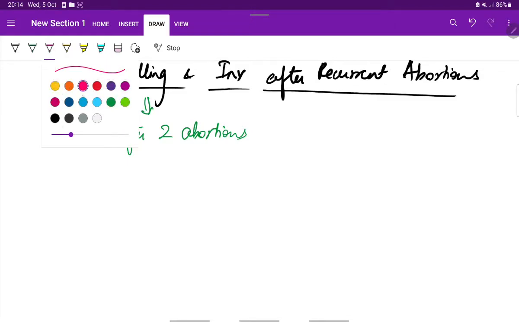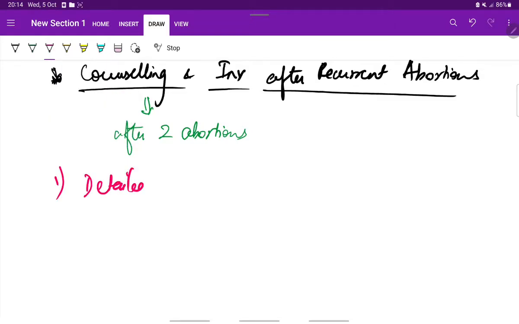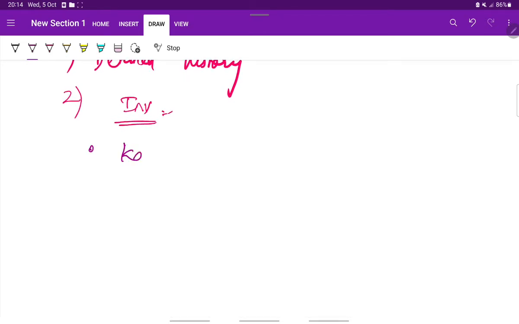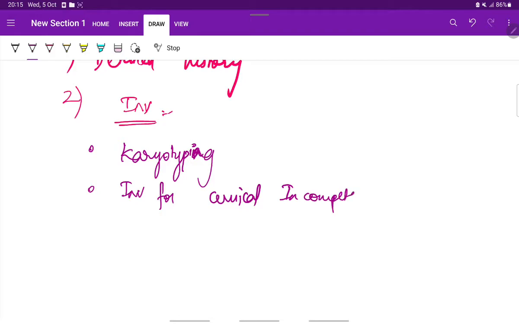So, in that, first we will take a detailed history, which plays a very important role. The history is taken regarding the pregnancies which resulted in miscarriage or abortion. Next, we will do certain investigations depending on the gestation at which there was pregnancy loss. Some of the investigations include karyotyping, if there is recurrent pregnancy loss in the first trimester, that is also called early abortion, and investigations for cervical incompetence and uterine malformations, if there is any history suggestive of them.